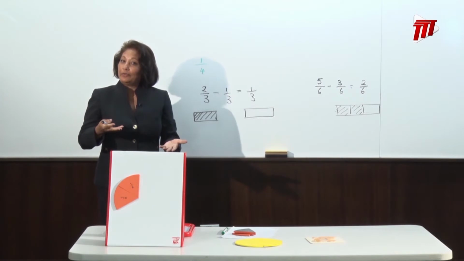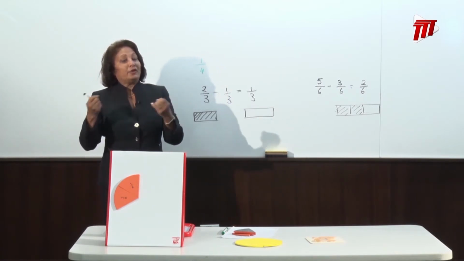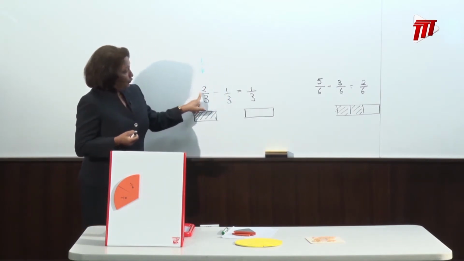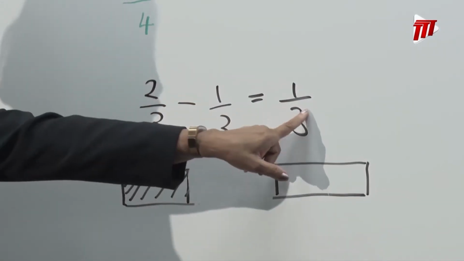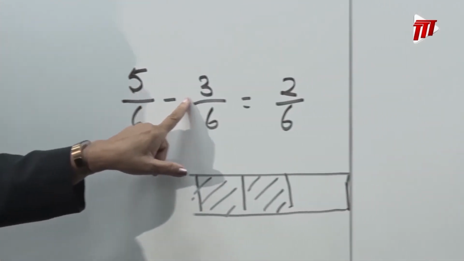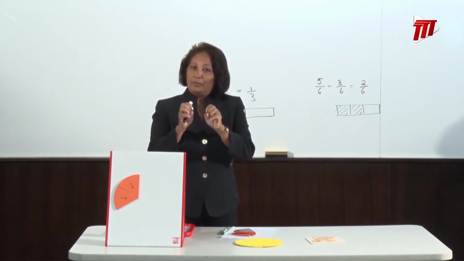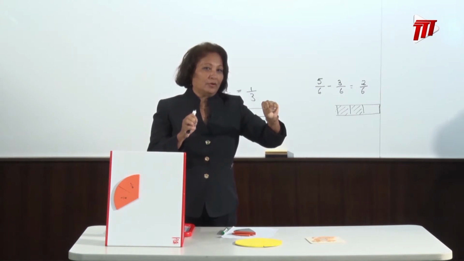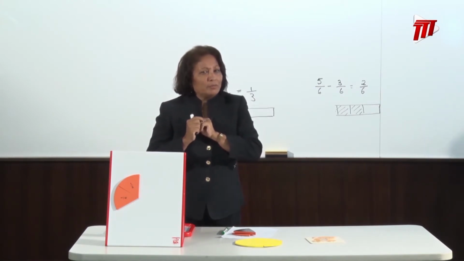Okay, so we settled on what happens with the denominator. What about the numerator? Do you notice anything about the numerator? How the two numerators relate to the numerator of the answer? 2 minus 1 would give me 1. 5 minus 3 would give me 2. So it seems as though we're going to keep the denominators, and the numerator of your answer would be the difference of the two. Let's try another one to make sure.